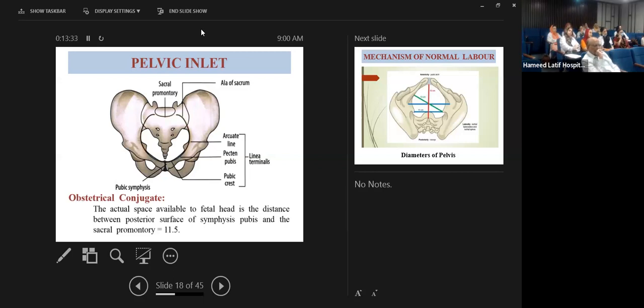Yahan par dusre bata do ji ji ji, bahut acha kar raha tum, it's very good, impressive.